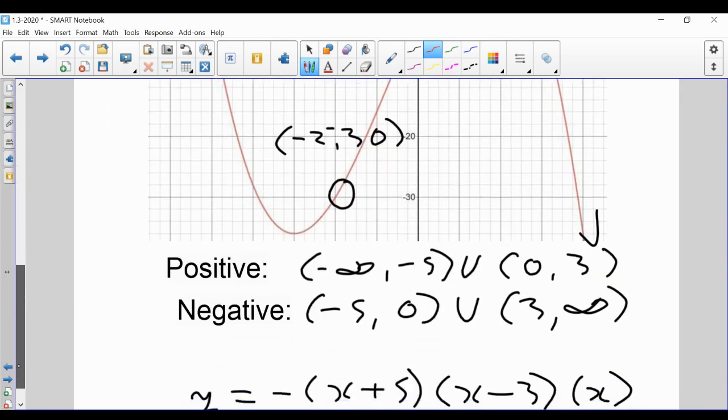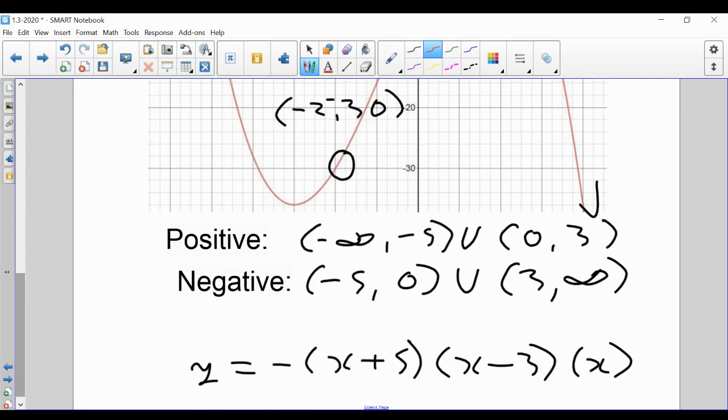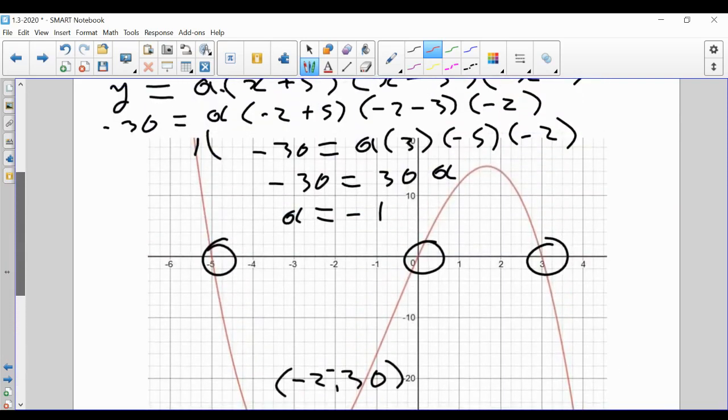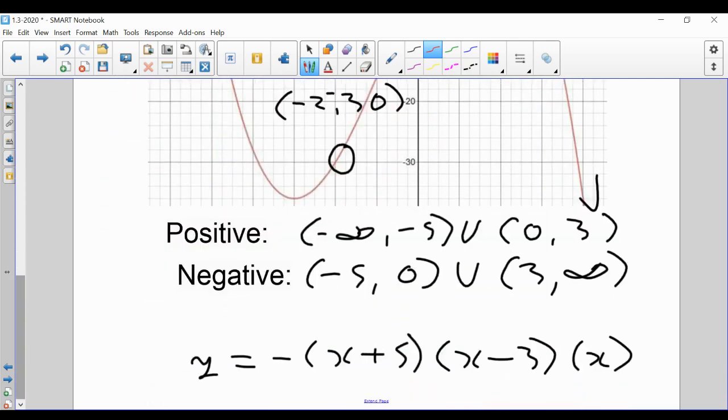Now, the other thing we asked is, where is it positive, where is it negative? That's an important thing for us to answer. The function is positive when it's above the x-axis. So it starts off being above the x-axis anywhere from minus infinity until you hit minus 5, it's positive. Then anywhere from 0 up to 3, it's also positive because it's above the x-axis. So we wrote that down. From minus infinity to minus 5, union with 0 to 3.